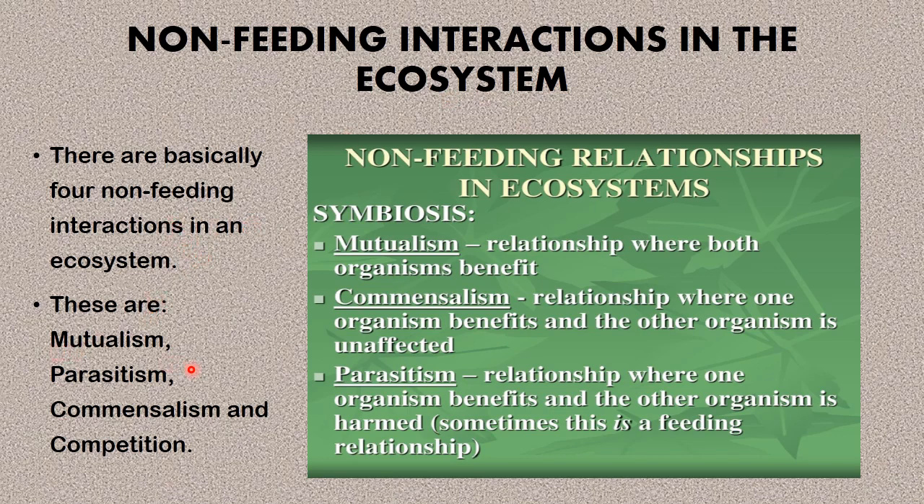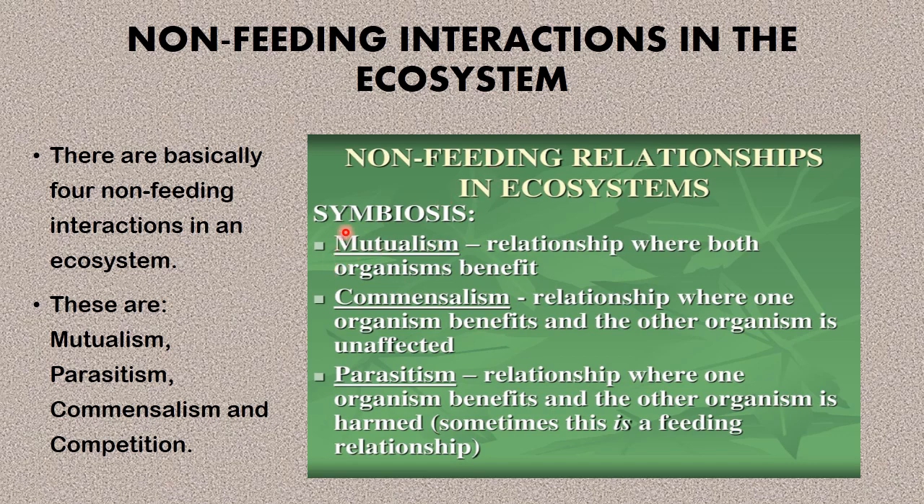We have mutualism, parasitism, commensalism. Now these three non-feeding relationships that I just mentioned are classified under what we call symbiosis. Symbiosis is the relationship between two different species of organisms in which one or both of them benefit. So we are going to be looking at the various types of symbiosis. Then afterwards, the last interaction here is competition.